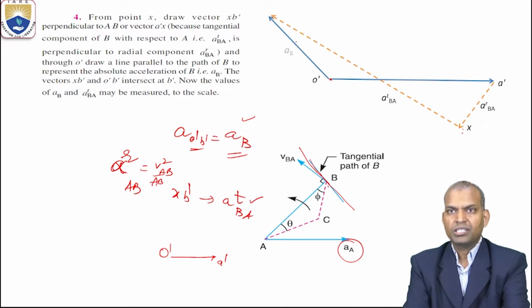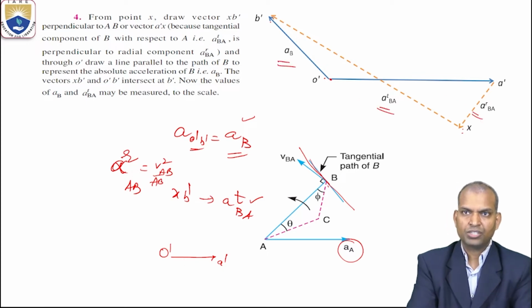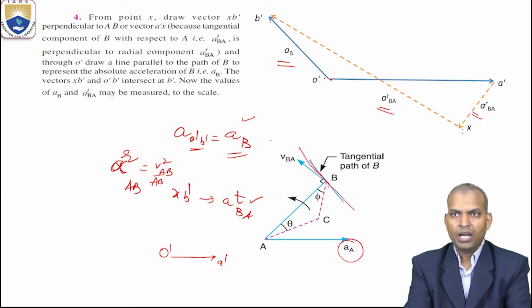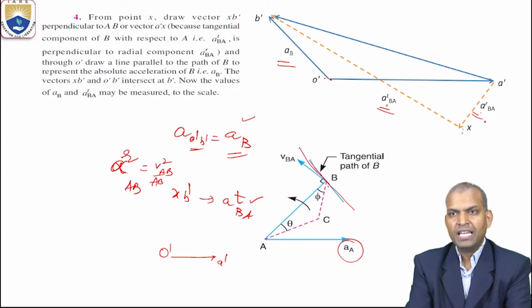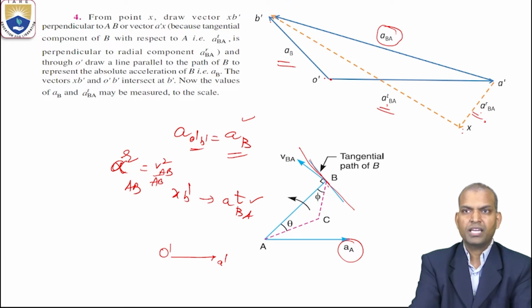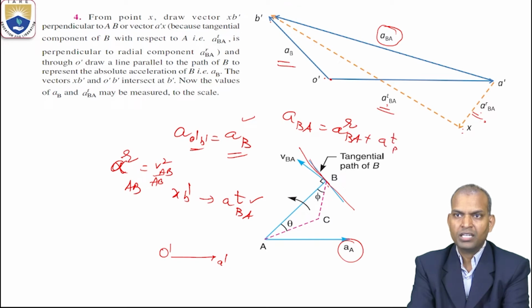This OB dash is the total acceleration of two components. What are they? Total acceleration of radial component and tangential component. That is the total acceleration of OB dash. Now one more step: this is ARBA, it is ATBA. The BA link total acceleration ABA is the total acceleration of B with respect to A, that equals the algebraic sum of ARBA and ATBA.